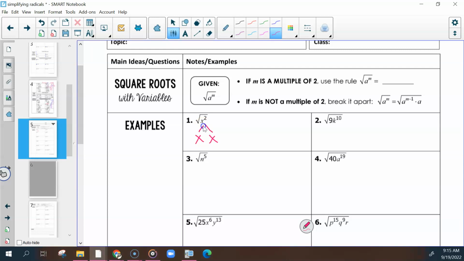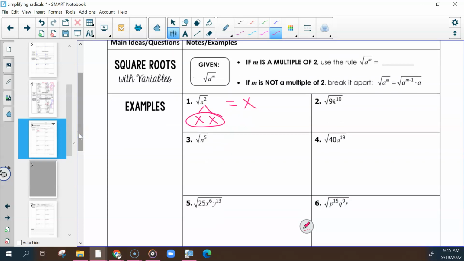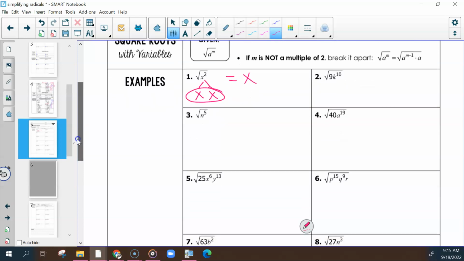And then we're still looking for either groups or pairs. Pairs or groups. So square root, we're looking for a group of 2. So this would just equal x. We're going to do another one without the numbers in front before I go back and show you the rule. So then n to the 5th, how would I write that out?